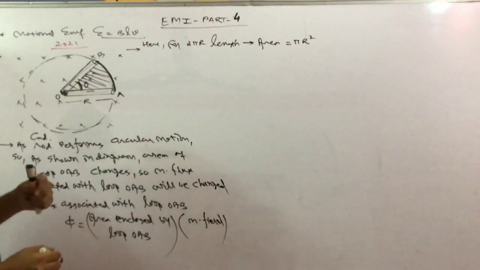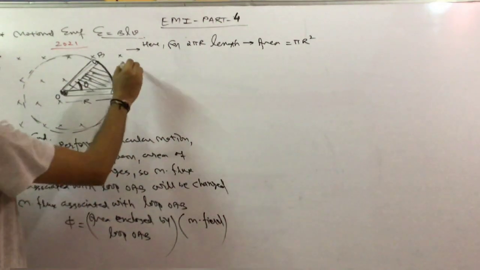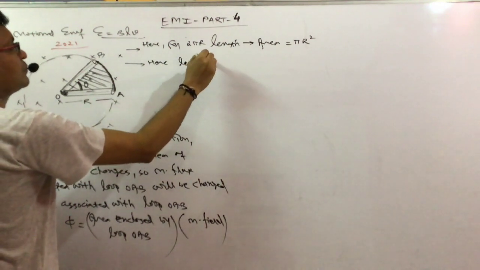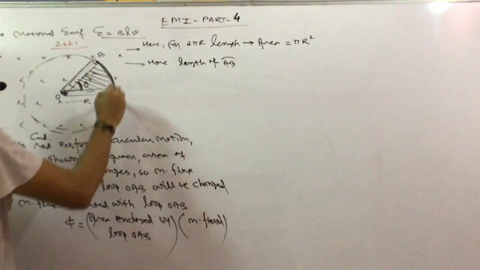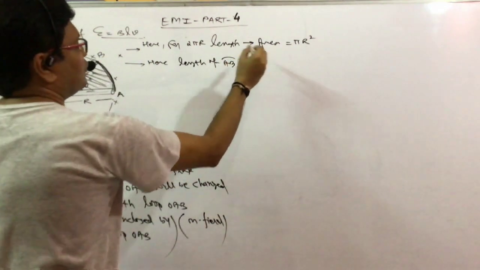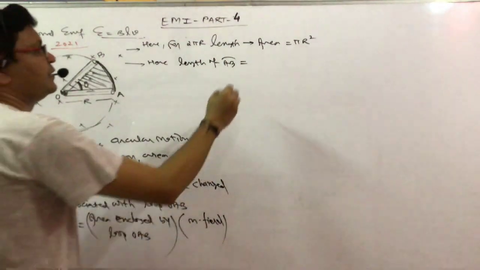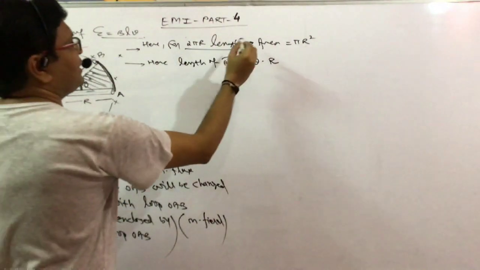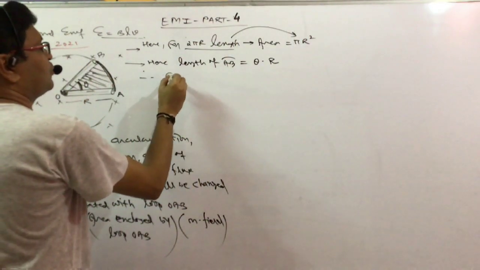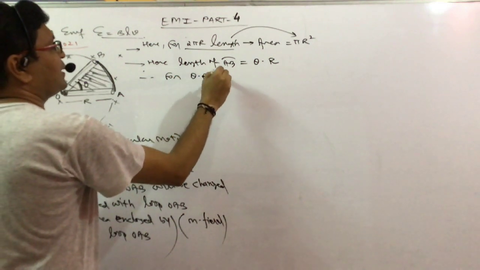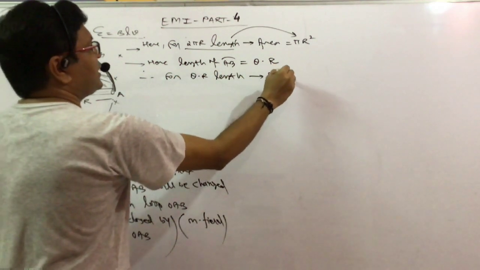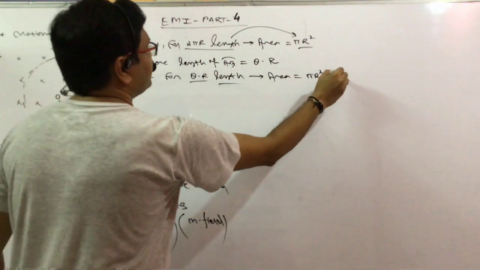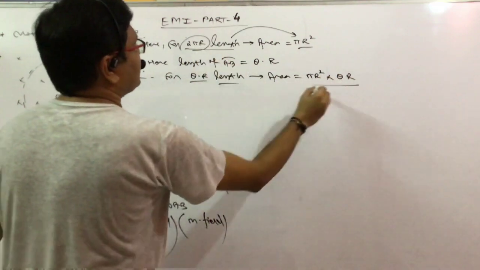Arc AB. What is the length of the arc? Length of arc, you know that very well. Here, the length of arc AB, with radius R. Length of arc means angle multiplied by radius. So here the angle is theta, and the radius is r. So for 2 pi r length, the area is pi r square. Therefore, for theta into r length, the area is simply pi r square multiplied by theta into r upon 2 pi r.